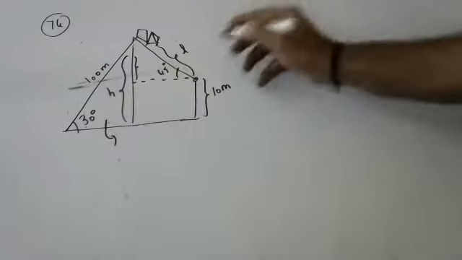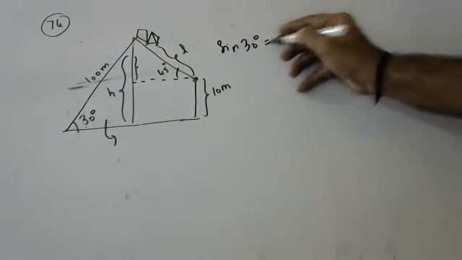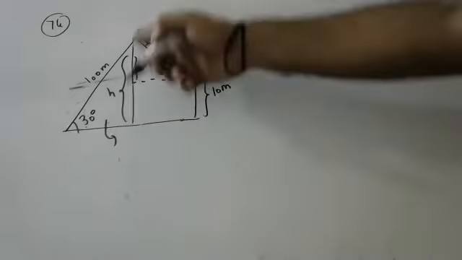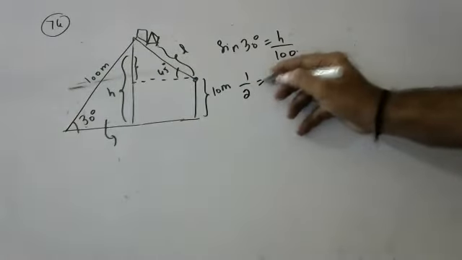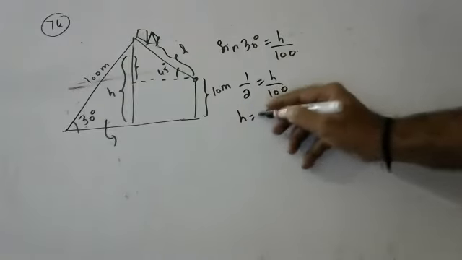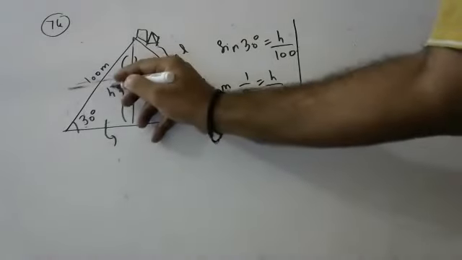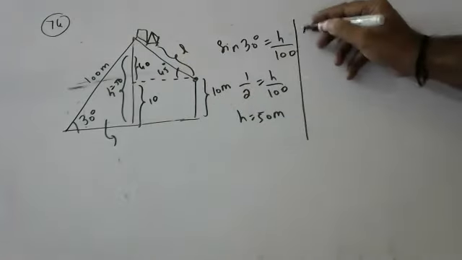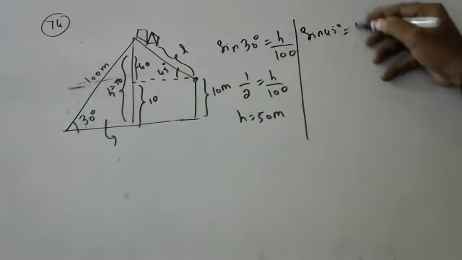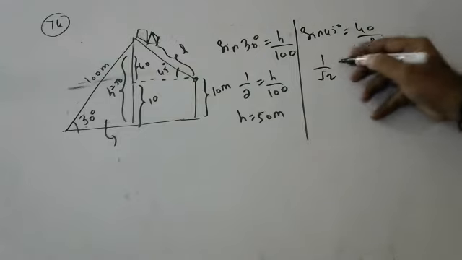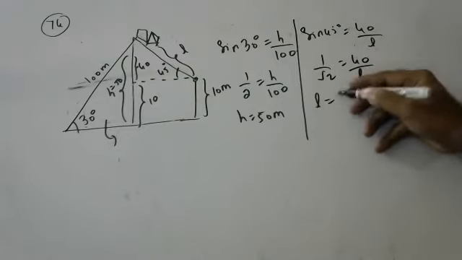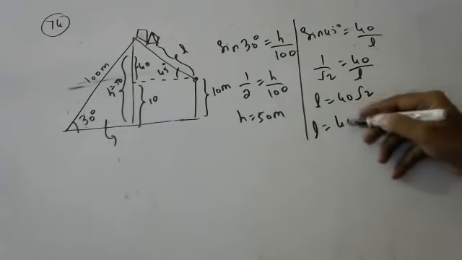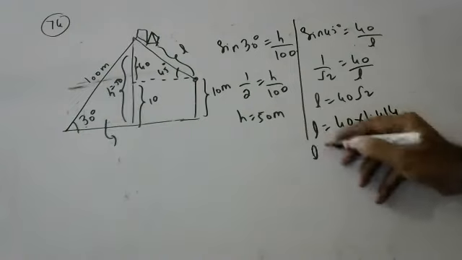Can anyone tell me sine 30? So sine 30 is equal to h by 100. 1 by 2 is equal to h by 100. So 100 is equal to 2h, and h is equal to 50 meters. From 50 subtract 10, that is equal to 40. Now sine 45 is equal to 40 by L. 1 by root 2 is equal to 40 by L. L is equal to 40 root 2. L is equal to 40 into 1.414.